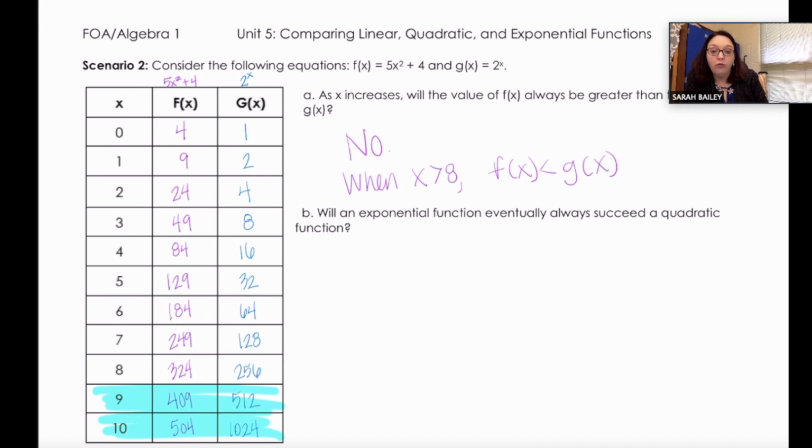Will an exponential function eventually always succeed a quadratic function? So g of x is exponential, and then the f of x is quadratic, right? So yes, the answer here is an exponential function will always succeed. Yes. Exponential will always trump quadratic at some point. Now, between 0 and 8 here, the quadratic was larger than the exponential, but eventually the exponential outperforms the quadratic every single time. All right, let's go to the next problem.